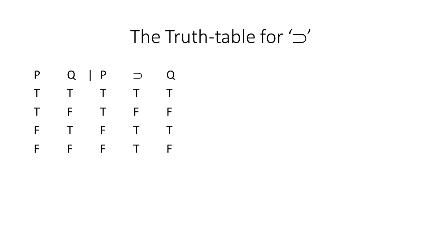In the case where our antecedent is true and our consequent is false, if P, then Q is false. In the case where our antecedent is false and our consequent is true, if P, then Q is true.